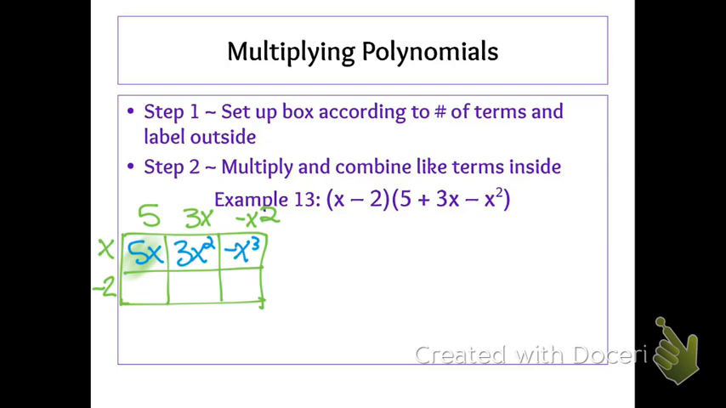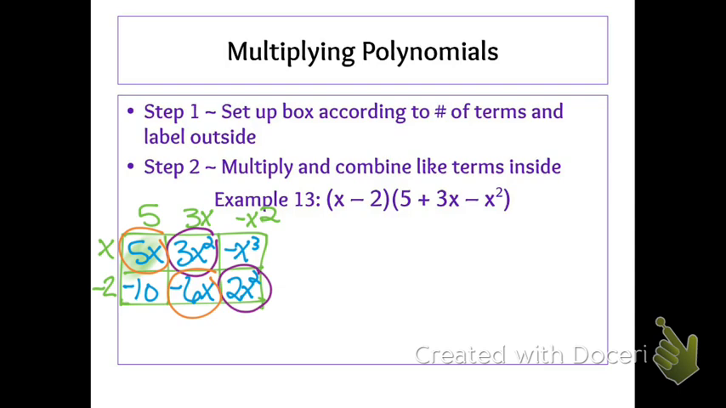Now moving down to the next row, that is 5 times negative 2, which is negative 10. And then 3x times negative 2, which is negative 6x. And negative x squared times negative 2, which is positive 2x squared. And just like you did in the past, next you're going to look for like terms. So we've got 2 x squared terms, and we've also got 2 x terms. The x cubed and the constant with the negative 10, those don't have any like terms, so we're just going to let them stay as they are.